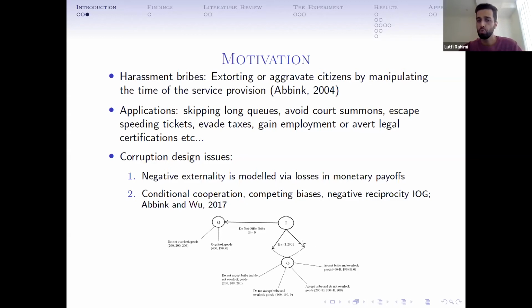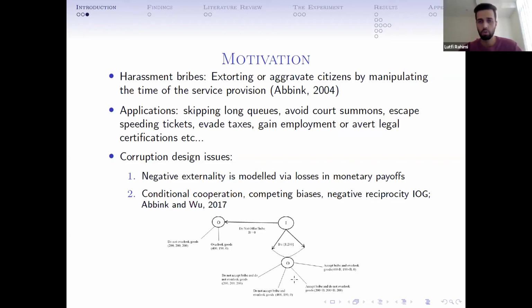Alternatively, if you do pay a bribe, let's say between 1 to 200, whatever the currency is, then the public official has 4 other options. And the burden automatically, experimentally speaking, gets passed on to the second person. So assuming this is a game played by two subjects, the responsibility to carry the burden of the negative externality, the responsibility to determine what is going to happen, is passed on to the next person.